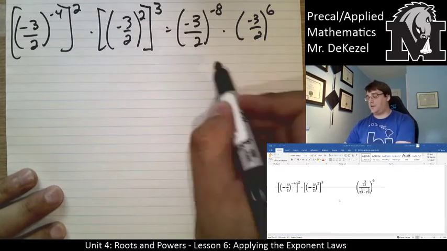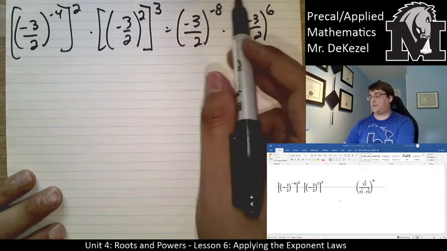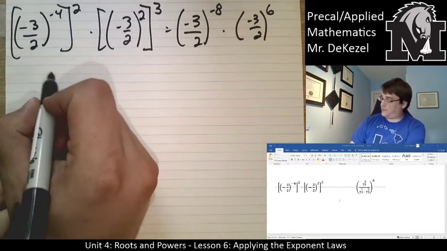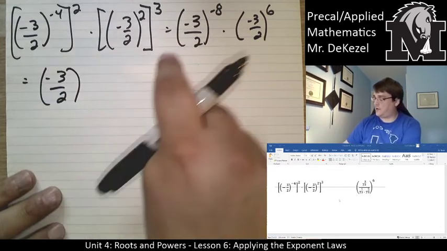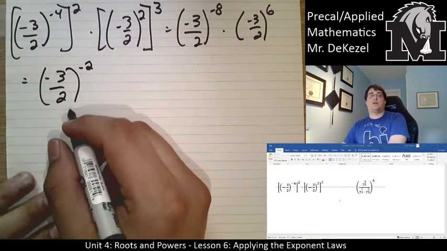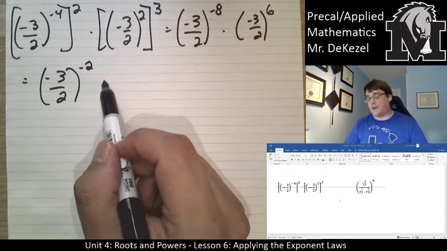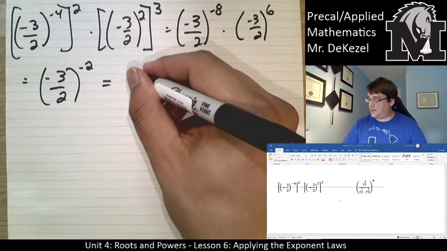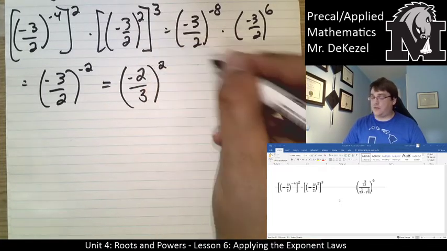Now we have two numbers or two variables that are the same, that are multiplied together, that have different exponents. So we need to add those together. We would be left with negative 3 halves, because that's still our variable, to the power of minus 8 plus 6, which is minus 2. And then we do not like to have negative exponents in our answer. So we will have that flipped over to make it positive. So it becomes negative 2 over 3 to the power of 2.